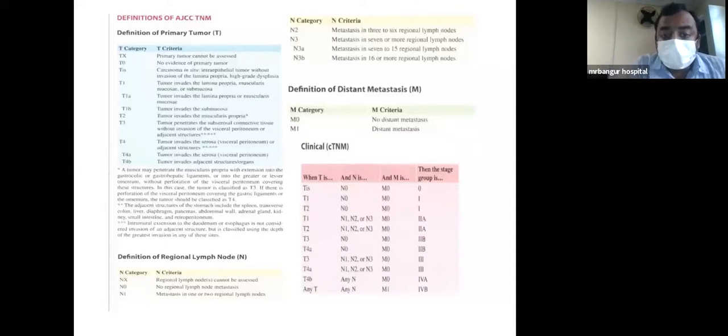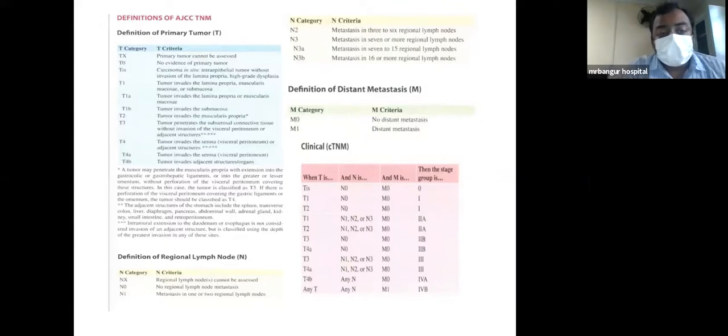T2, tumor invades the muscularis propria. T3, the tumor penetrates the subserosal connective tissue without invasion of the visceral peritoneum or the adjacent structures. Now, the question is, what are the adjacent structures? Basically, adjacent to the stomach, these are spleen, transverse colon, liver, diaphragm, pancreas, abdominal wall, adrenal gland, kidney, small intestine, and retroperitoneum.